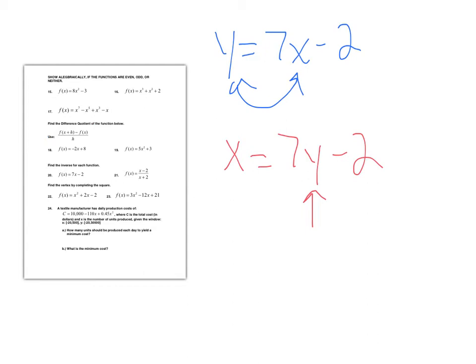21's a little different. It's a rational function, so you'll have to know how to solve the rational function. Multiply by the denominator, distribute, get all the like terms on the same side. Okay, and find the inverse of both of those functions.